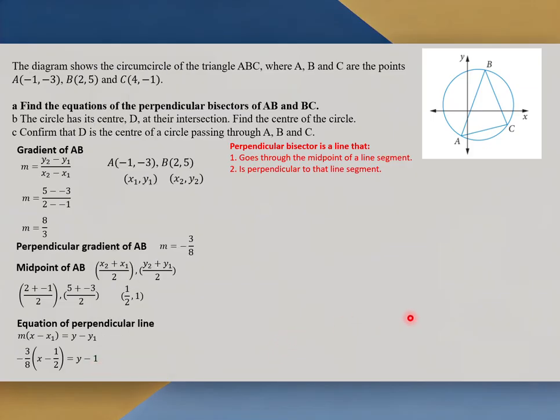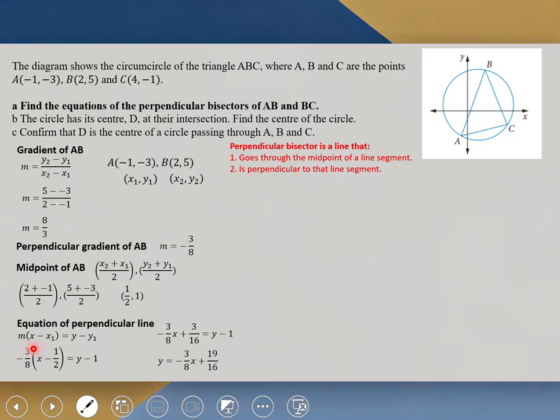Now I just need to simplify this. So the first thing I'll be doing is expanding -3 over 8 x, and -3 over 8 times -half. That would be 3 over 16. Now I'm just going to get 1 to the other side. So that means I'm saying 3 over 16 plus 1. Well, 1 is the same as 16 over 16, which will be 19 over 16. Now I've done the first one, line AB.